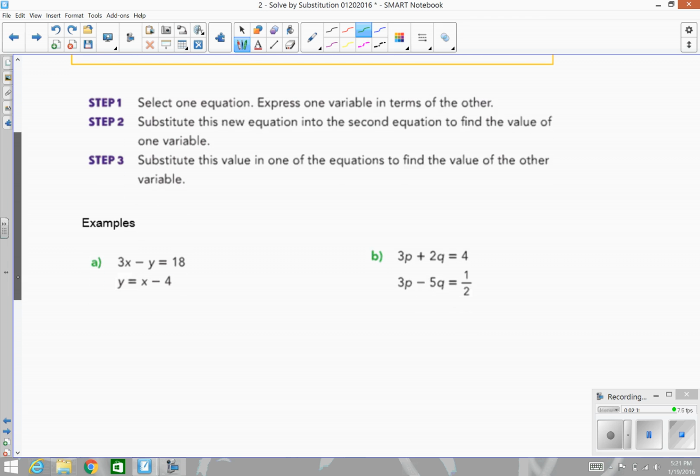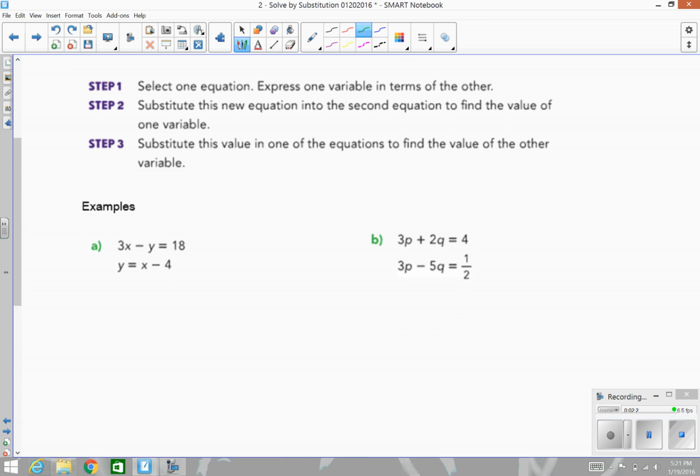Okay, so step 1 is to select one equation. Doesn't matter which one. I generally look to see which one's easiest. And we want to express it in one variable, meaning get x alone, x equals, or get y alone, so that it's y equals. The next thing we want to do is substitute the new equation into the second equation. And we want to solve for one variable. Once you have that variable, you can substitute it in one of the equations to find the other. Again, it sounds complicated. It's really just a long process.